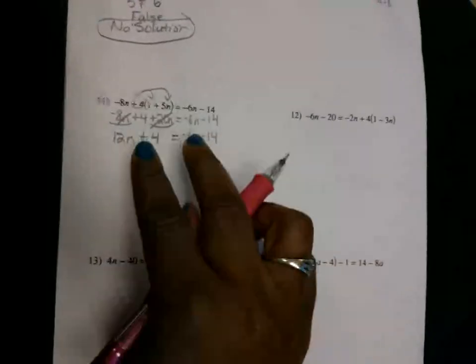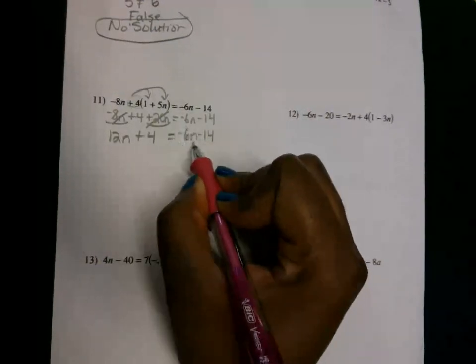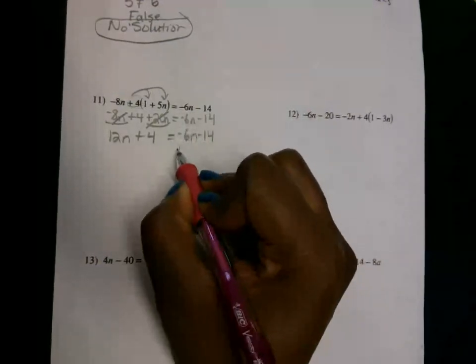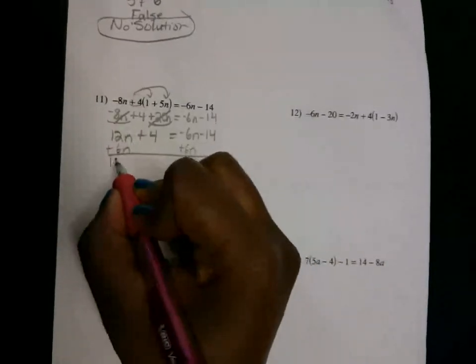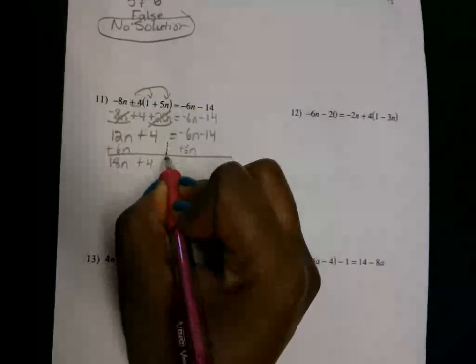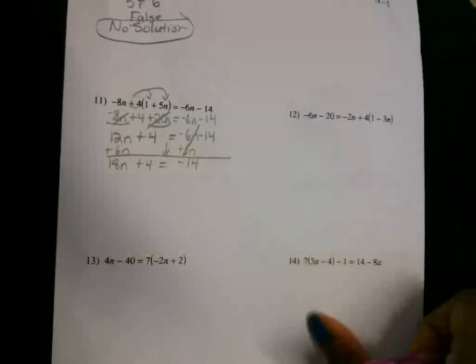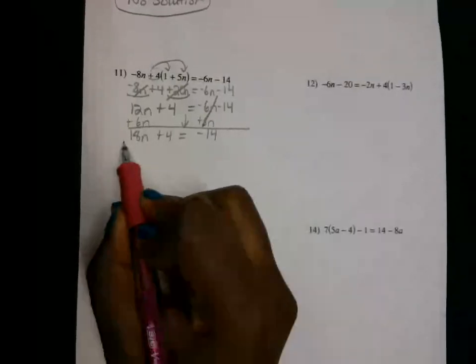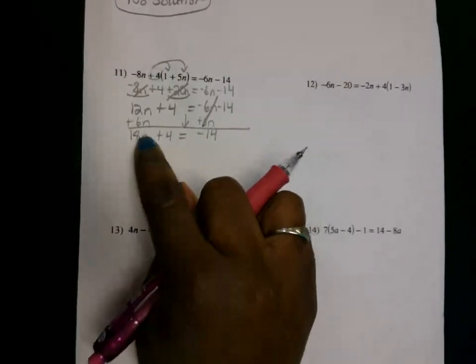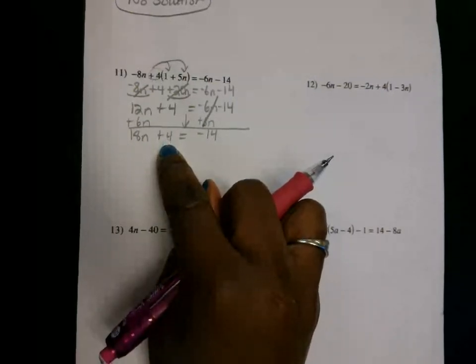All right, so now we move the variables to the same side. I'm going to move the smaller one. I'm going to move a negative 6n, so I'm going to add 6n to both sides. When I add 6n to both sides, this gives me 18n plus 4 is equal to, this is gone, and I'm left with negative 14, okay? So now I'm going to isolate the variable by getting rid of the 4 first. Remember, always get rid of the number that's not directly attached to the variable. So I'm going to get rid of this 4 by subtracting 4.